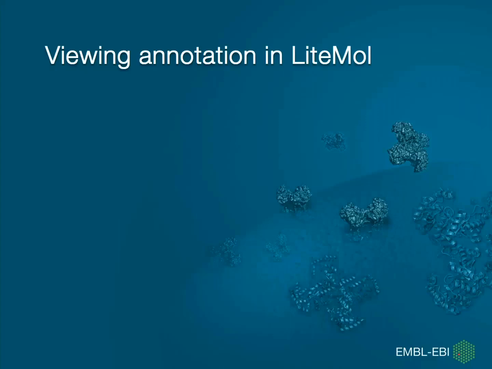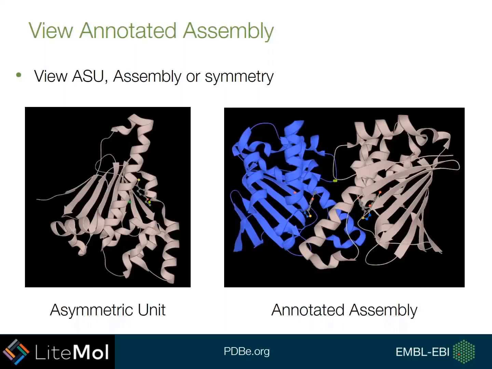Opening LiteMol from a PDBe entry page gives you a number of options for displaying extra annotations on your structure. So one thing we have is the ability to view the annotated assembly. For X-ray crystallography entries, often what is in the asymmetric unit and what you see in the PDBe entry doesn't actually represent the likely assembly for that entry. We record this annotated assembly in Annotation when the depositor gives us the structure, and you can then view this in LiteMol.